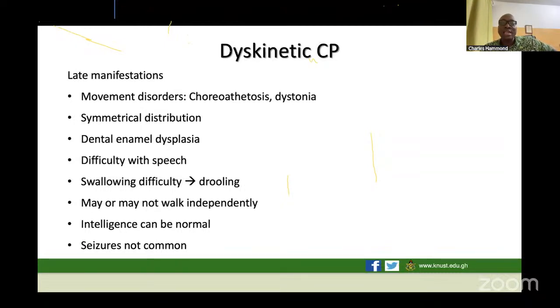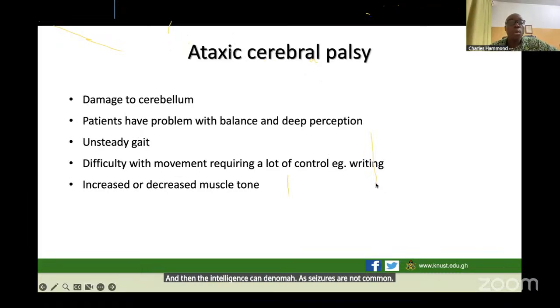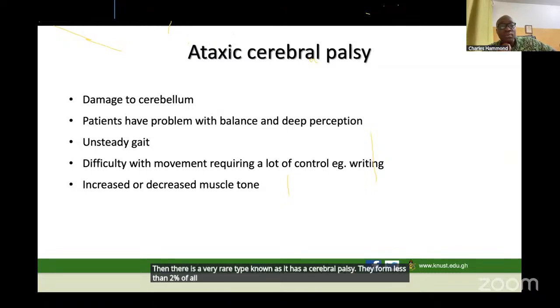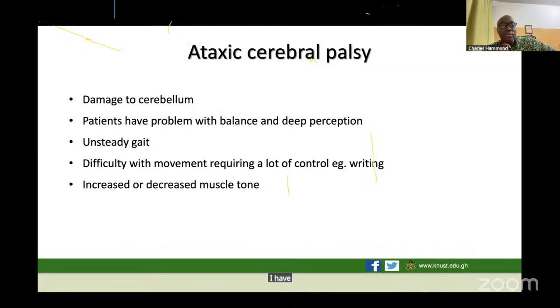Patients with this dyskinetic cerebral palsy may or may not walk independently, and their intelligence can be normal, and seizures are not common. Then there is a very rare type known as ataxic cerebral palsy. They form less than 2% of all cases of cerebral palsy. I have seen only 2 or 3, so it tells you how rare they are.